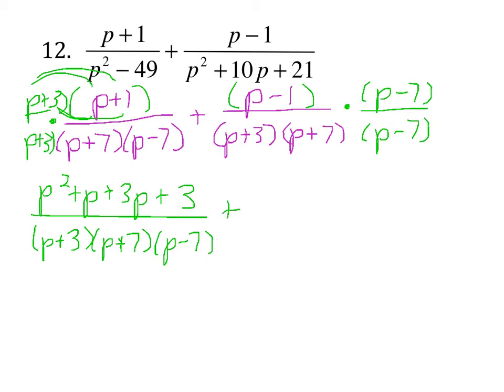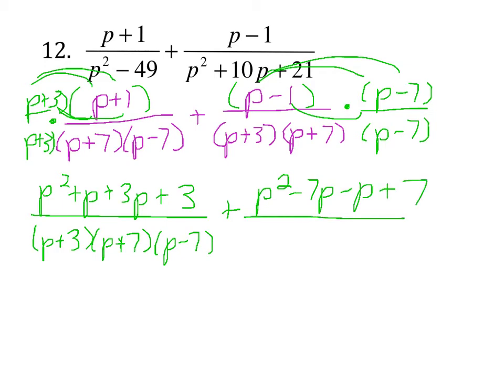And then in our second one, we need to FOIL p minus 1 times p minus 7. So that will be p squared minus 7p minus p plus 7. And now we have common denominators, so we're ready to add everybody together and combine like terms.